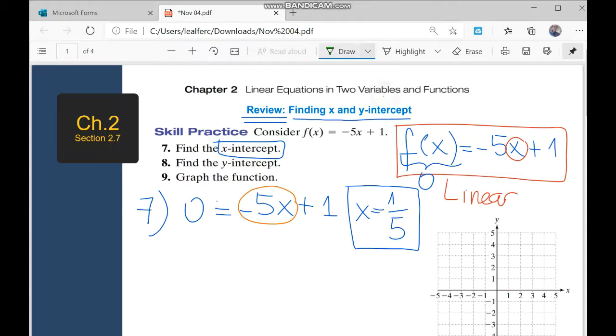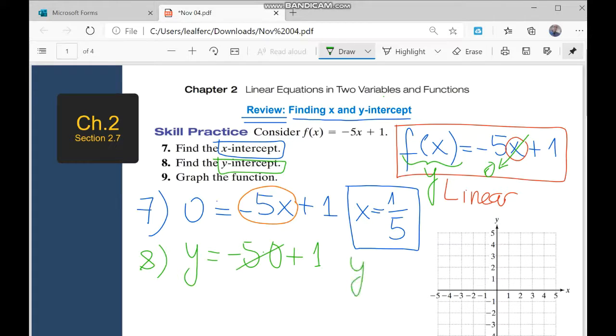Next step, find y-intercept. For the y-intercept, you need to make now not f of x equals 0. F of x equals y, and x you're going to make equal to 0. Then that means y equals negative 5 times 0 plus 1. Negative 5 times 0 is 0. Y equals positive 1. Now we have x-intercept, we have y-intercept.